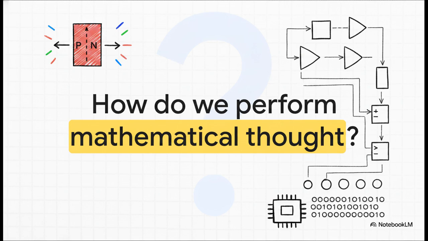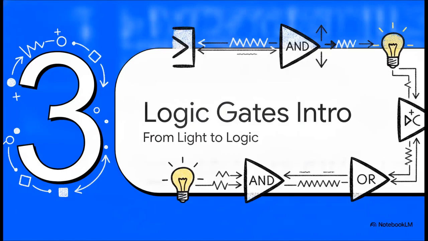All right, so we've successfully controlled our p-n junction to act like a one-way street, and we've even manipulated it to emit beautiful colored light. But that brings us to a huge, fascinating question. How on earth do we go from a simple blinking light to the complex, mathematical, computational brains of computers? Let's figure that out in section 3, Introduction to Logic Gates, where we transition from light into logic.